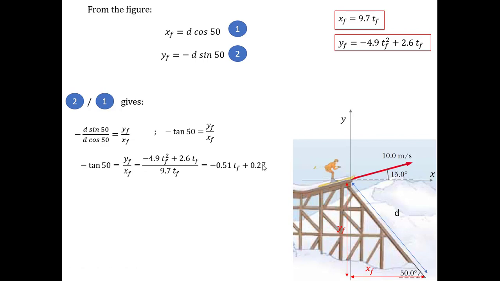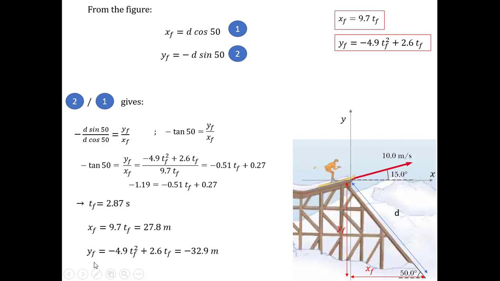So look at this result. We have minus tangent 50 equal minus 0.51 tf plus 0.27. The only unknown in this equation is tf, so we can deduce tf. tf is equal to 2.87 seconds. Again, don't forget here tangent 50. You have to pay attention while using the calculator. You have to use the appropriate unit of angles: you must set it to degrees, not radians. So tf is equal to 2.87 seconds. We substitute tf with its value in xf and yf, so we can obtain them. xf is equal to 27.8 meters and yf is equal to minus 32.9 meters.